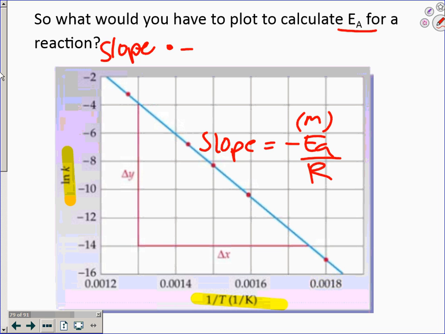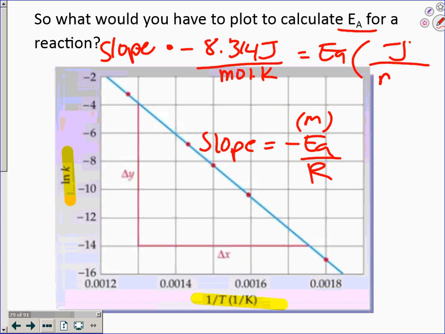Right, multiply by negative R. What's the value for R? 8.314 joules per mole K. Good, because the slope is going to have temperature in it, right? That's the nature of the x-axis. So the Kelvins are going to cancel out, and this should equal EA in what units? Joules per mole. Okey-dokey. So if you're ever given a question that asks you to find the activation energy, and you're given data that you can plug in a calculator, run your LinReg as ln K versus 1/temperature, take your slope, multiply by negative R, and that's your activation energy.